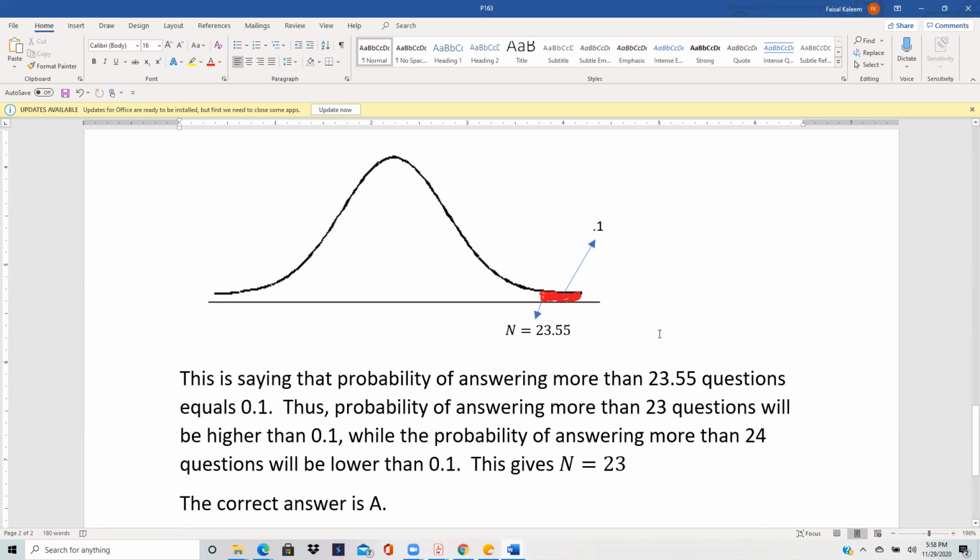So it means that 23 is the n that we are looking for. Remember, we said that the probability of answering more than n questions is greater than 0.1, and the probability of answering more than n plus 1 questions is less than 0.1. So n has to be 23, and that was choice A.